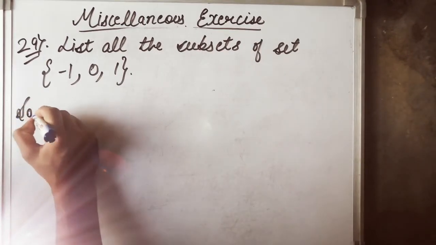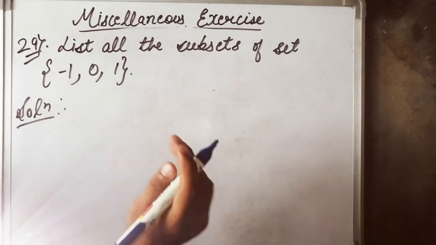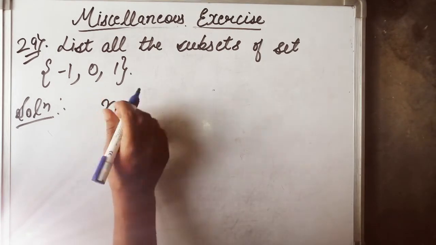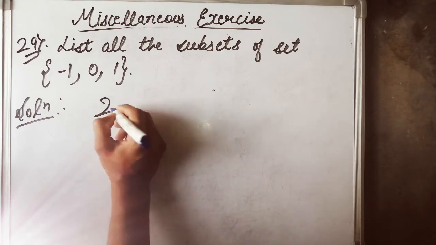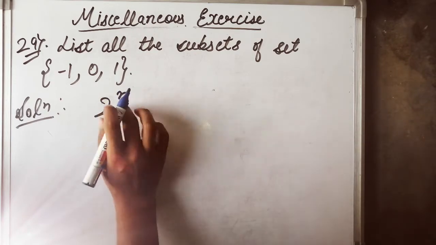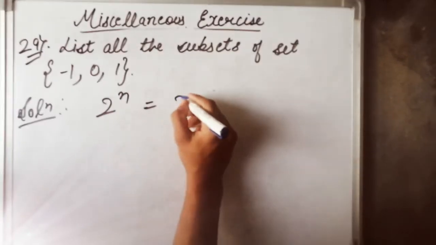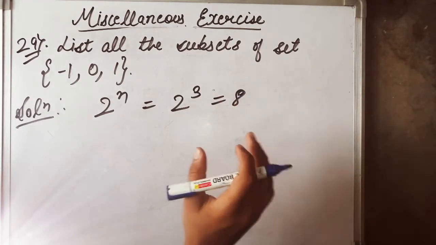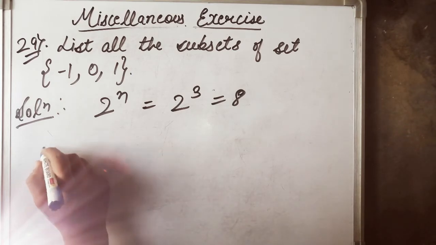Let's talk about the solution. Remember students, I told you a formula to find the total number of subsets, which was 2 to the power n, where n is the number of elements. 2 to the power 3 equals 8. It will have 8 subsets in total. Okay, let's write down the subsets.